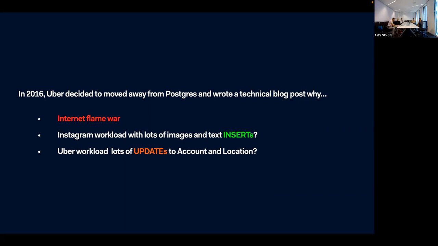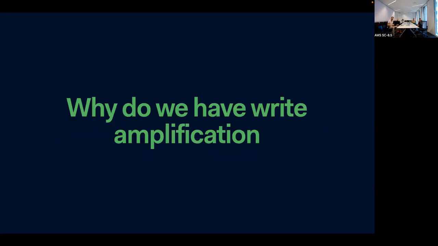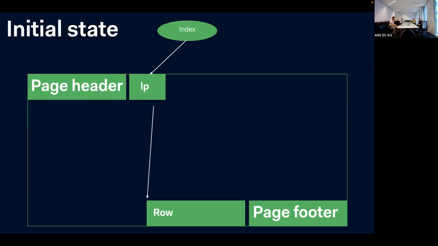Okay. All right, thanks. Why do we have write amplification, and what does it actually mean? To explain it, we have to go through some technical stuff, but I'll try to explain it as easy as I can. Let's look at the page. Postgres stores all information in pages. So every page starts with a page header and a page footer. As soon as we start adding information, we have a line pointer at the top of the page, and this line pointer points to the actual row of data, and we start writing the rows at the bottom of every page.